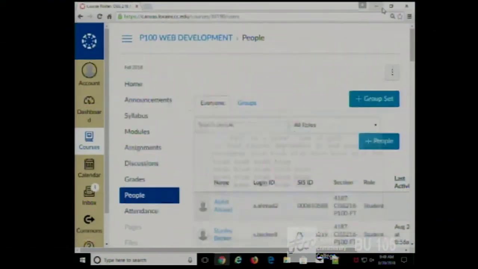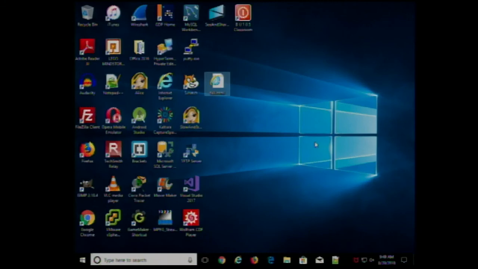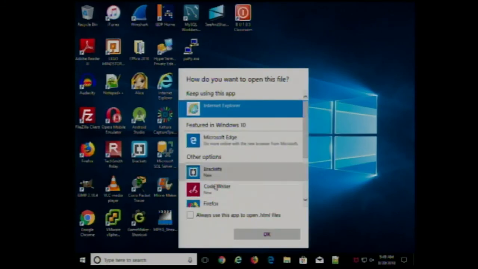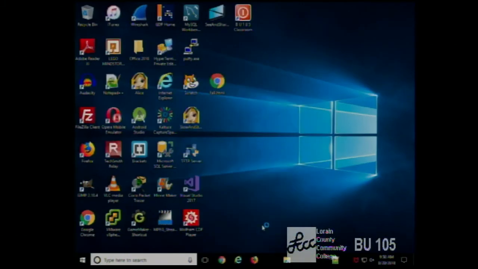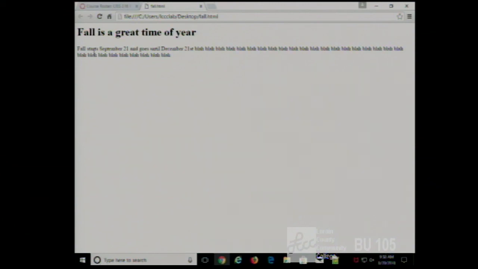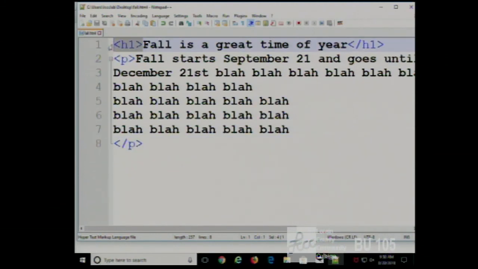Now, if I look on my desktop, I will notice fall.html. If I double-click it, it will ask me what browser I want to use. I'll pick Google Chrome, because that's the browser I like to use. And it will view it as a web page. Notice, that's bigger. That's normal print. Why is this bigger and that's normal print? Right, because of the tag that I used. This stuff is included in an H1 tag, so the browser knows it's a headline, and what's more, it knows it's the most important kind of headline. So it makes it the biggest. And then the paragraph, it knows, well, that's just a plain old paragraph.